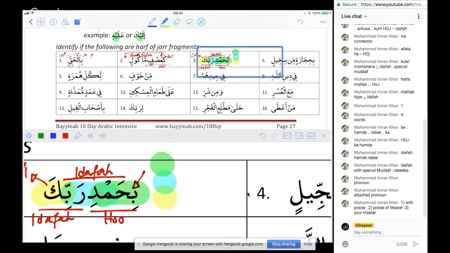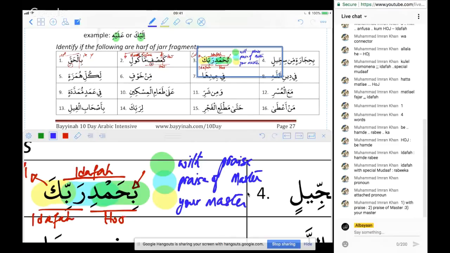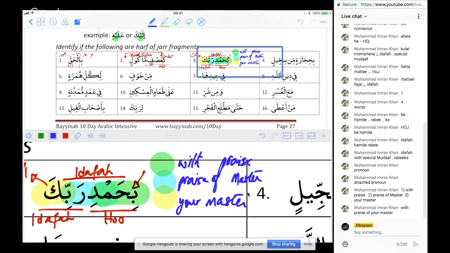Okay. So bihamdi is with praise. Then hamdi rabbi is praise of master. Praise of master. And the third one, yellow, is going to be your master. To make sense out of it, if I have to make sense out of it, what would be the statement in English? What would be the English statement that completes the meaning? Of your master. Okay, with praise of your master.